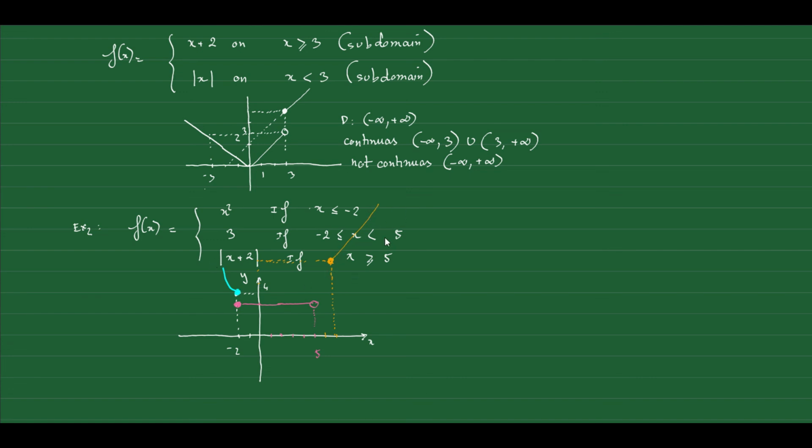There you go. So totally we have the blue, the pink, and the yellow. So 3 different pieces. It is defined everywhere, but it's not continuous from negative infinity to positive infinity. It is continuous on the yellow, and on each of them individually, but from negative infinity to positive infinity, it's not continuous. All right, so I think that's all for this section.